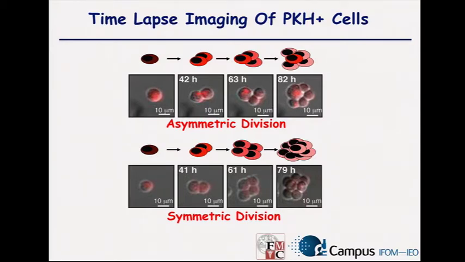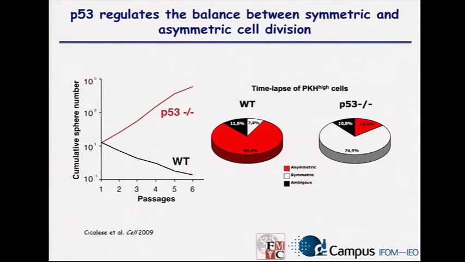In a symmetric division, of course, after the first division, these two cells are identical, and so they will keep on dividing the same way that we are used to looking at cells dividing in vitro. So in this case, we count 1, 2, 4, 8. So when you follow these patterns, you can clearly distinguish a pattern of symmetric division and a pattern of asymmetric division. Okay, now to the real story that I want to tell you.